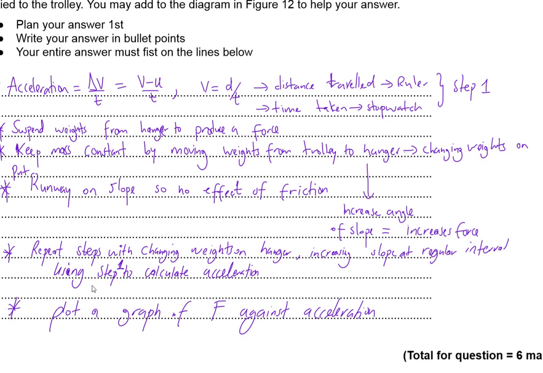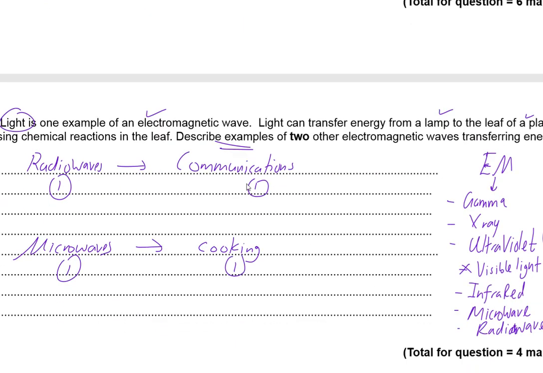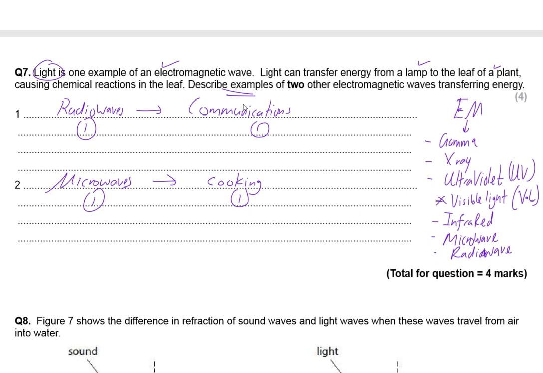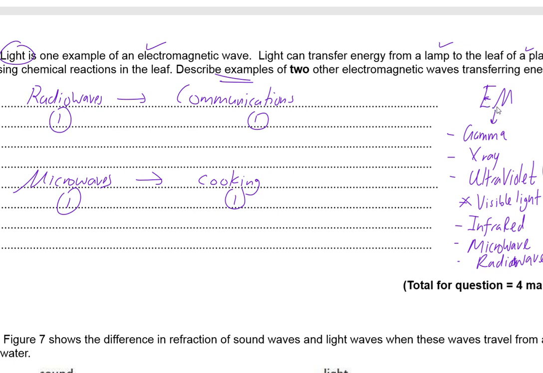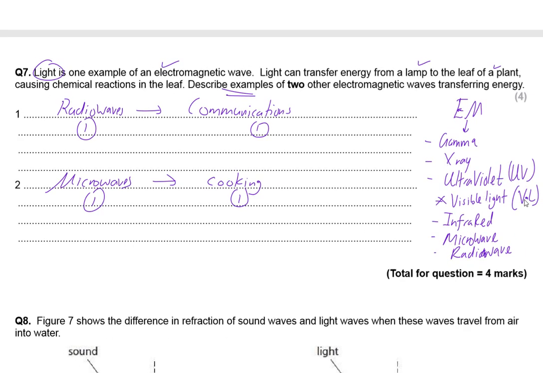Then we're going to plot a graph of F against acceleration, and this will tell us how they are affected. Now let's move to the next one. This one is very straightforward. EM waves are something that we need to know, guys. We have gamma, X-ray, UV light, which is ultraviolet, visible light, infrared, microwave, and radio wave.